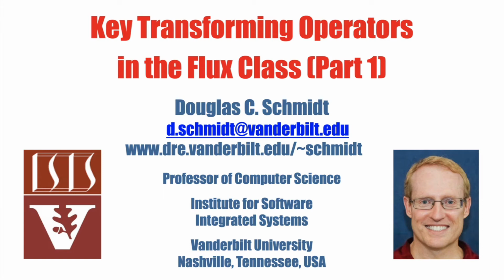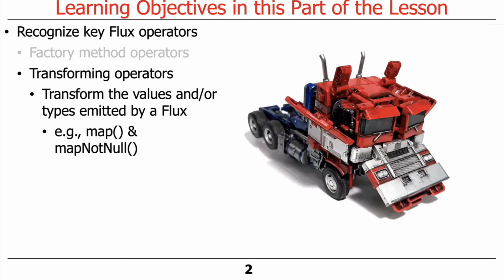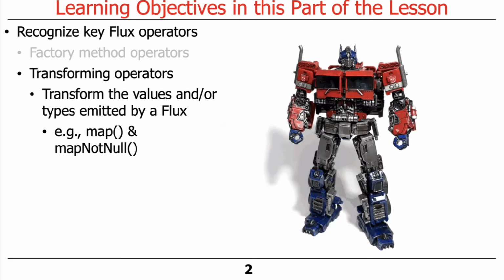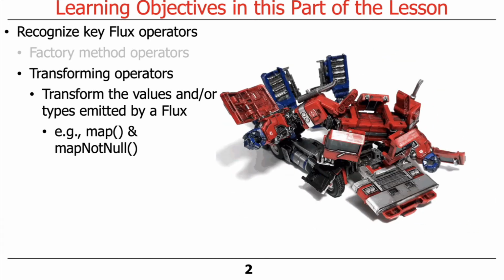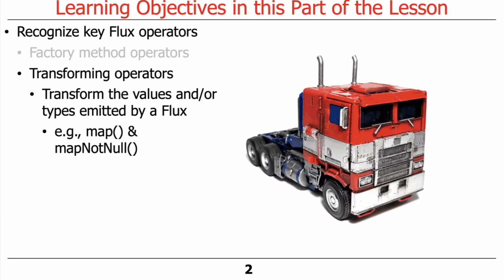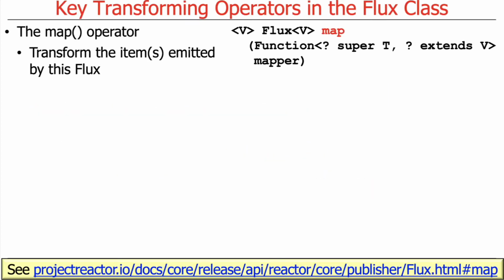So now that we've talked about factory methods to create fluxes, let's start talking about other kinds of operators that can be used to do other things to a flux, in particular, transform them. It's the first topic. And we're going to be talking about map and mapNotNull, which are used to transform the values and/or the types that are emitted by a flux. So let's take a look first at the map operator.